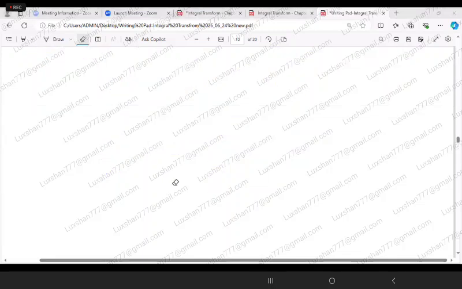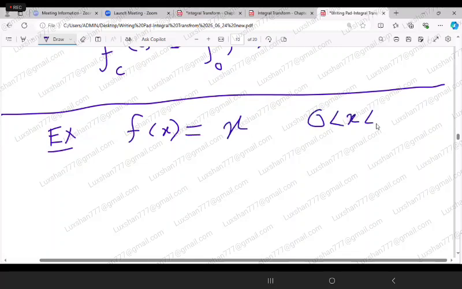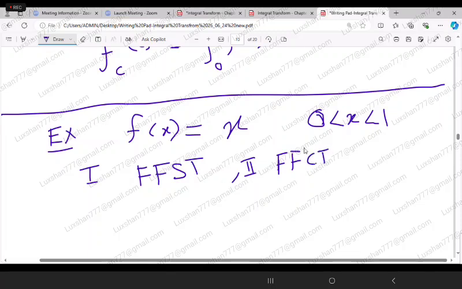Right. So example number 1. f(x) is equal to x, defined for x less than 1. Question number 1: find the finite Fourier sine transform. Second one, the finite Fourier cosine transform. Okay, let's work this out for this function.